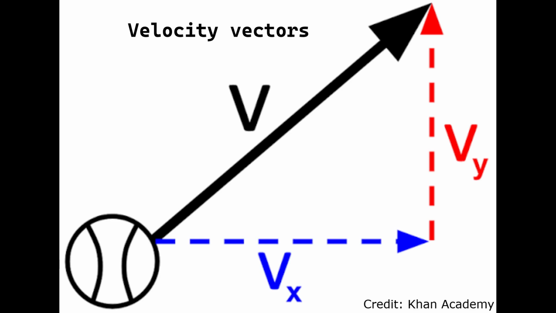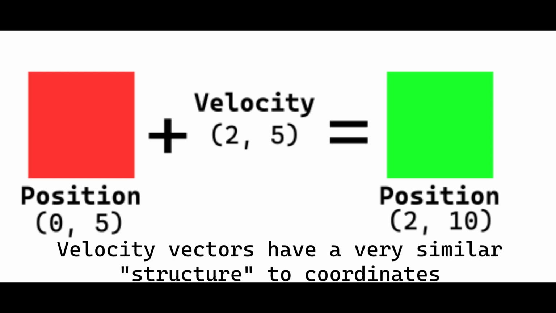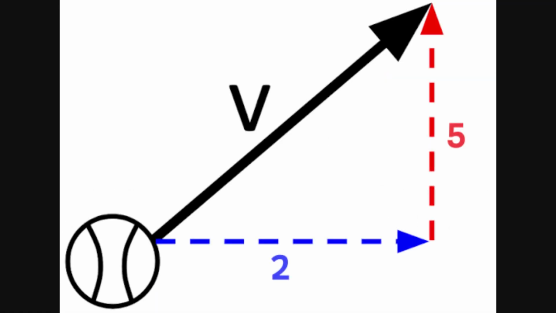It may sound confusing at first, but let me explain. Think of velocity vectors as coordinates, since they have a very similar structure. Let's say we had a velocity vector of 2, 5, which updated every second. That means every second, the object would move by 2 to the right and 5 up. To be honest, it felt confusing at first, but it became simpler after some time.